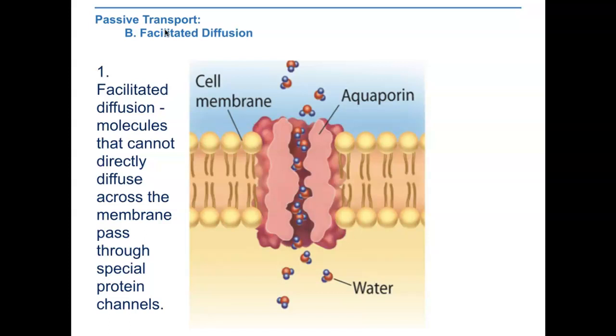In facilitated diffusion, molecules that cannot directly diffuse across the membrane pass through special protein channels. Hundreds of different proteins allow substances to cross cell membranes. Although facilitated diffusion is fast and specific to certain molecules, it is still diffusion, so it does not require any use of cell energy.